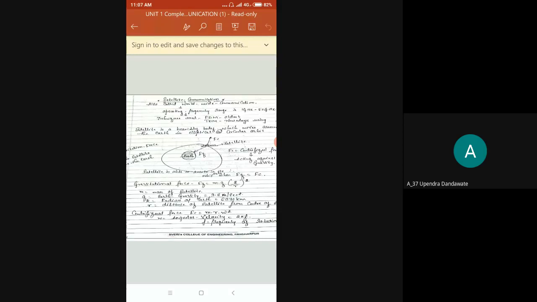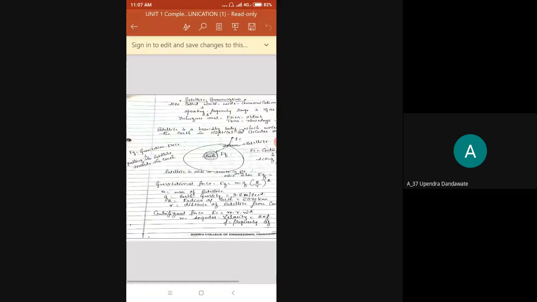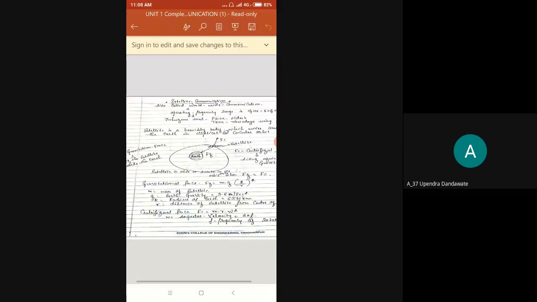What is meant by gravitational force? When the satellite is revolving around the Earth, it has to be grabbed towards the Earth. That is gravitational. Gravitational force is nothing but pulling the satellite towards the Earth, there is a gravity. And one more function, centrifugal force, is to pull away from the Earth. The satellite has to pull away from the Earth.